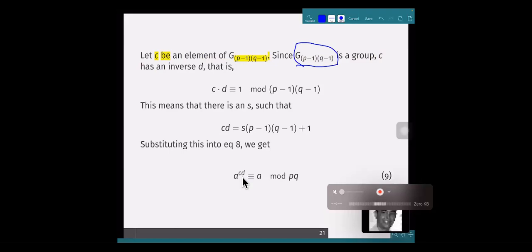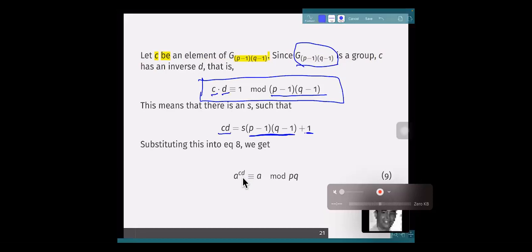By definition, an inverse is such that if you multiply the inverse by C, D by C, it will give you 1, modulo P minus 1, Q minus 1. Hindi modulo P times Q. It's modulo P minus 1, Q minus 1. But guys, take a look. What does this mean? It means there is an S, which we don't care, such that if you multiply S by this one, plus the remainder, it will give you CD.